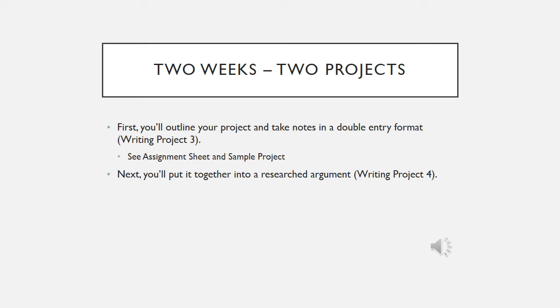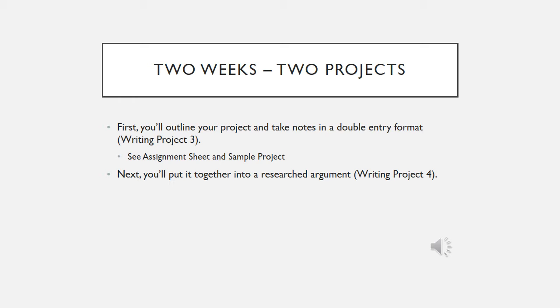Now, writing project 3, the proposal and double entry notes, you'll see a sample for that in this week's module that a student did last semester. It's a good sample. There are a few things wrong with it, namely the works cited entries. He just provided a link. I want you to do the full works cited entry. But this student's responses to the material are what I'm looking for.